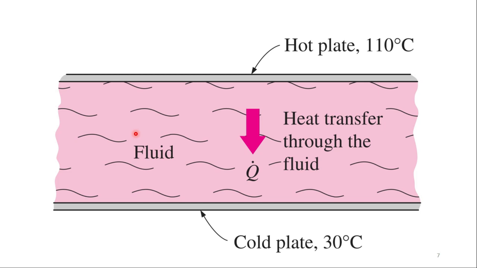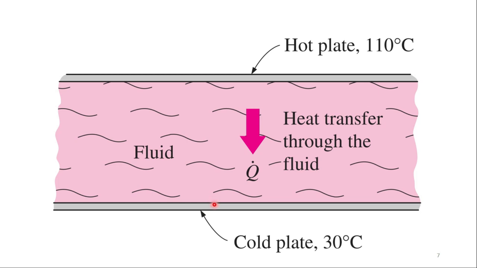If the fluid is still and it is not moving, the heat transfer from the hot plate to the cold plate is mainly due to the conduction process. So the temperature of the fluid and the plate will be the same at the points of contact because of the continuity of the temperature. So the fluid which is near this plate has the same temperature of 110 degrees centigrade, and the fluid which is near this plate will have the same temperature of 30 degrees centigrade.